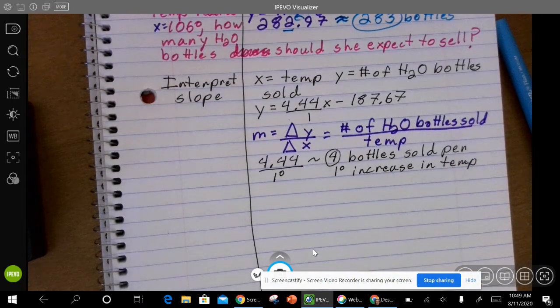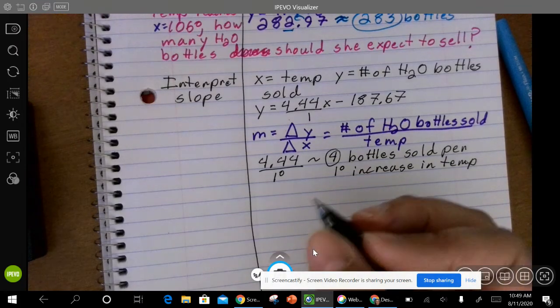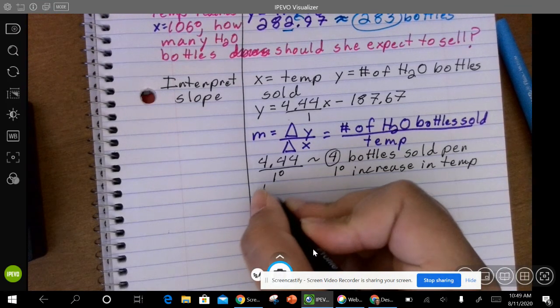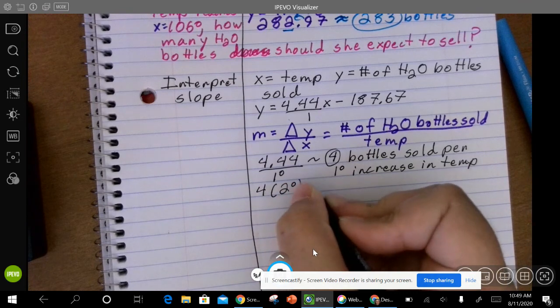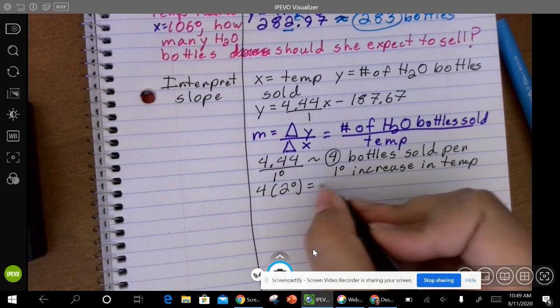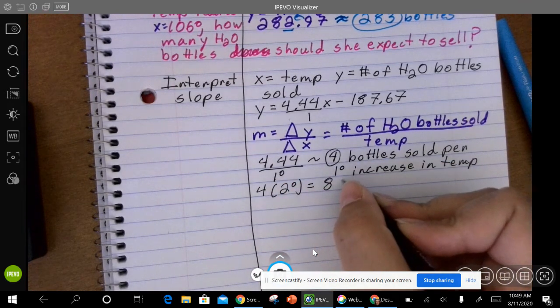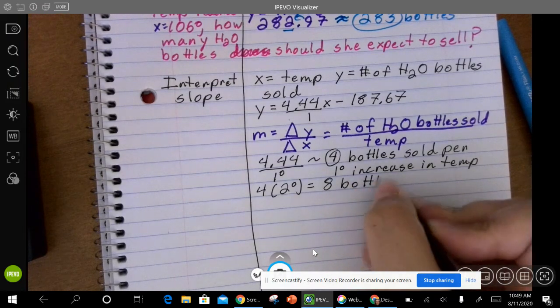Okay, so what if it increased by 2 degrees? If it increased by 2 degrees, everybody, we're just going to take 4 times 2 degrees. So she'd expect to sell 8 more water bottles.